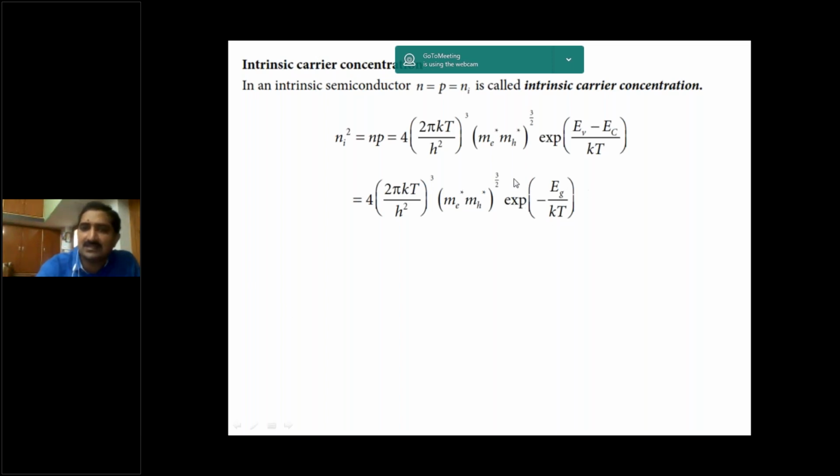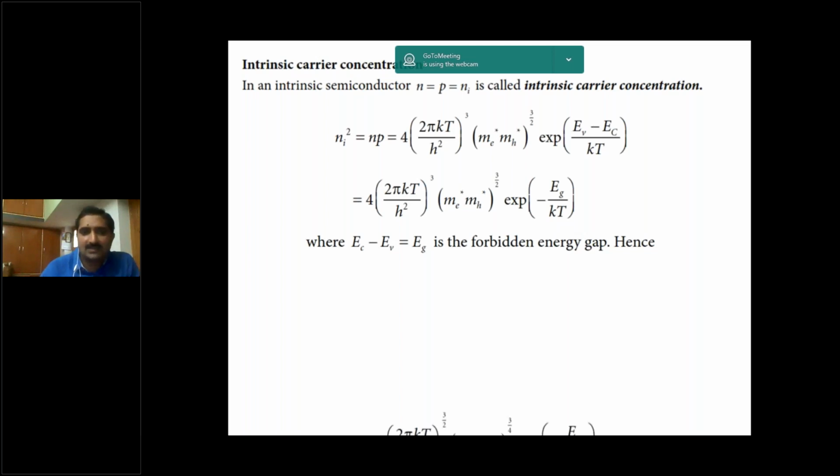What is Eg? Eg means the energy band gap, that is the energy difference between the valency band and the conduction band. Ec minus Ev is equal to plus Eg. But here it is Ev minus Ec, that's why we are taking the minus symbol. Where Ec minus Ev is equal to Eg, which is called the forbidden band gap.